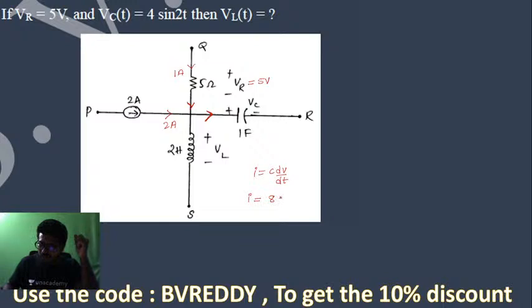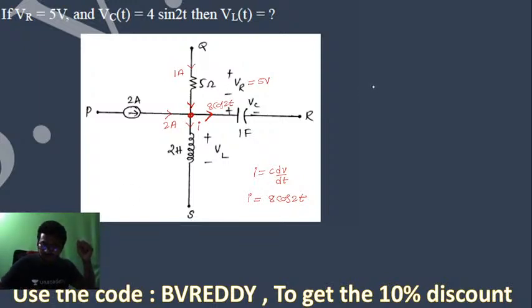So this is 8 cos 2t I can say. This current is 8 cos 2t. Now let us say this current is something, I. We can apply the KCL at this node.